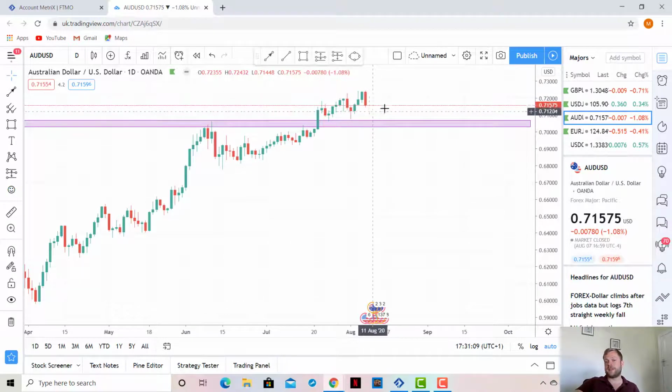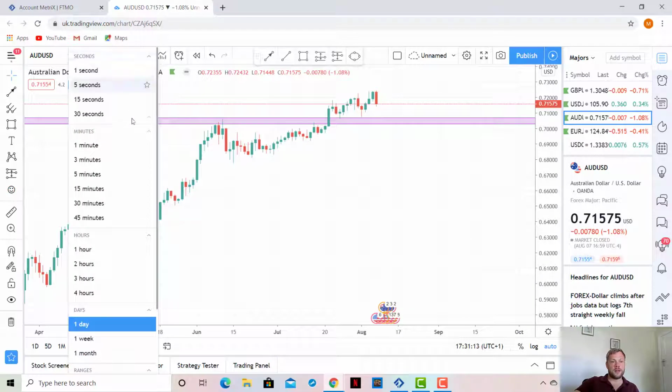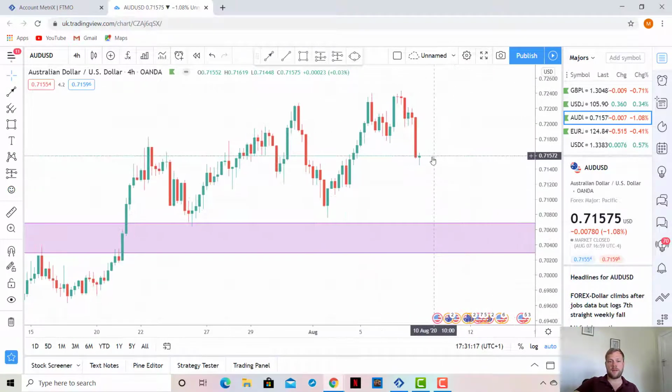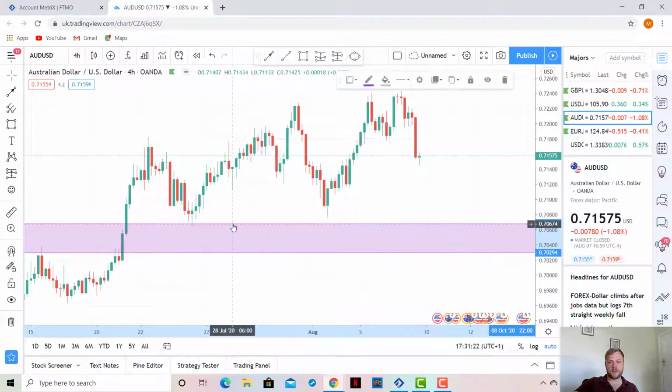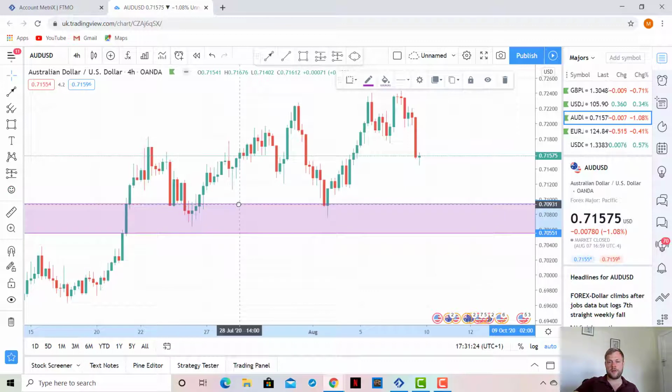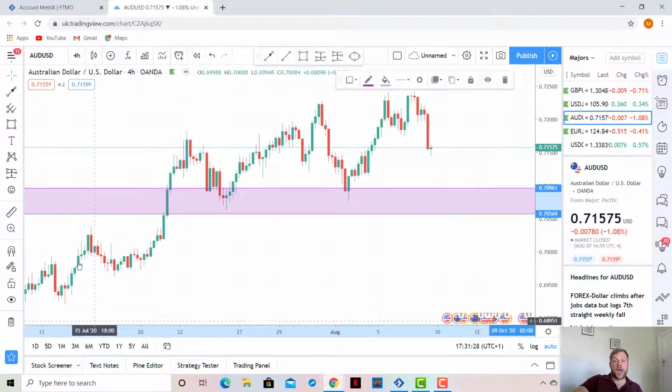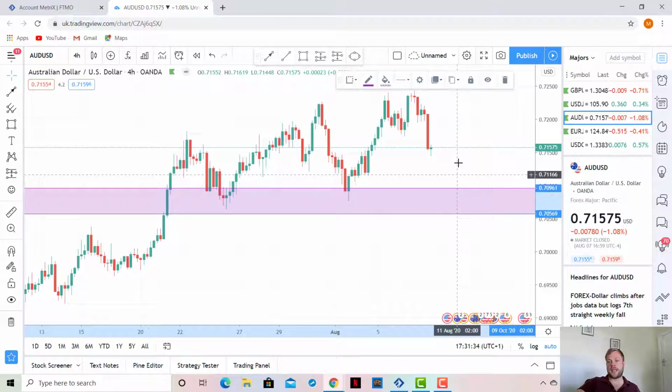Do I think it's going to retest it for a third time? I hope so. So I'll take that to the 4 hourly, so you can get a better look at it. So yeah, we can clearly see here, and we'll move this for the purposes of the 4 hourly, a break, a retest, another retest here, and it's come back up and it's heading towards it again.